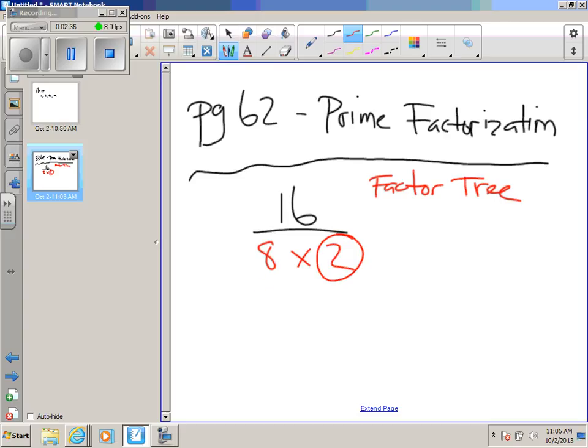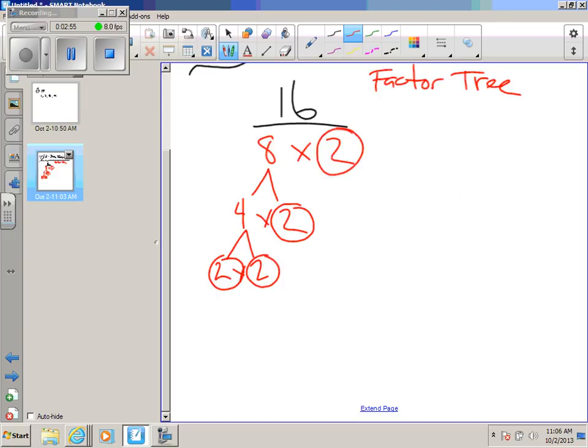Now, Zay, with the 8, you said 4 times 2? Yeah. So there's another 2. Circle it. And then? Now, once I no longer have any numbers that I need to break down, it's done. But there's one finishing touch that we need to do. I like to rewrite them.